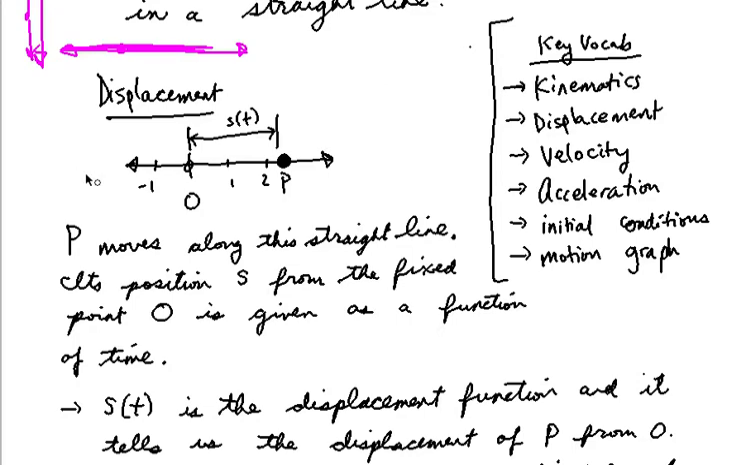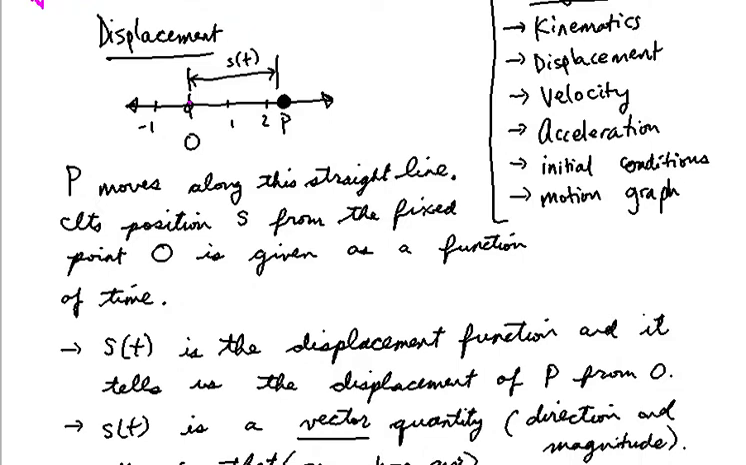Okay, so what do I mean by displacement? Well, displacement really is just the position of P relative to O. Okay, it's how far he's gone from O, but it's also telling you the direction. Okay, so if he's on this side, he's positive S away from O. If he's on this side, he's negative S away. All right, so it's slightly different from distance. Distance is an absolute value; it's a scalar quantity, but S of t, displacement, is a vector quantity.